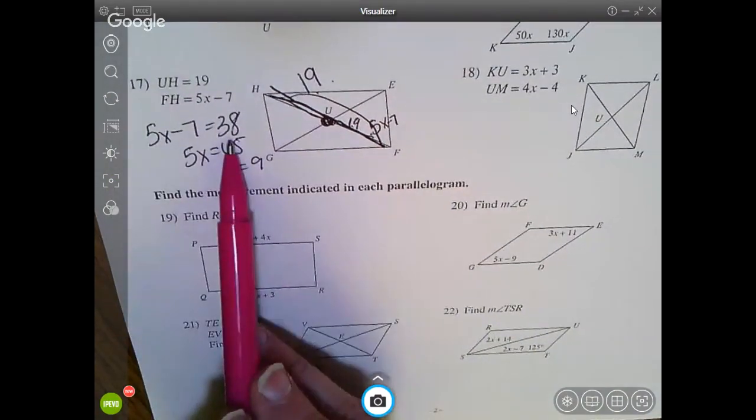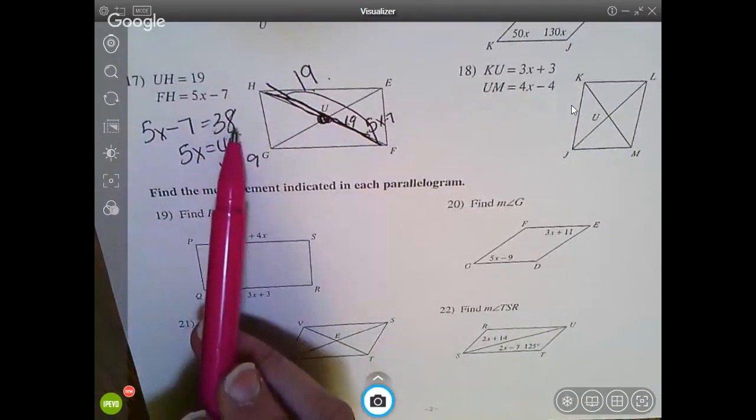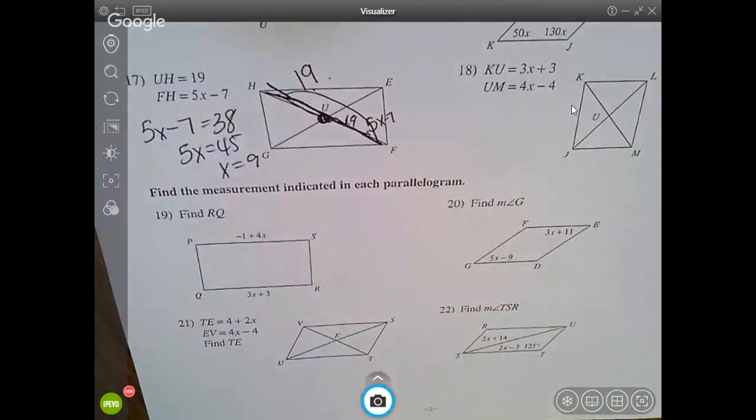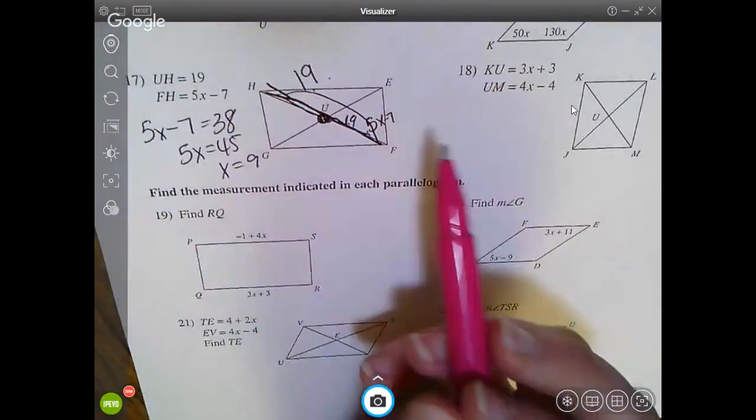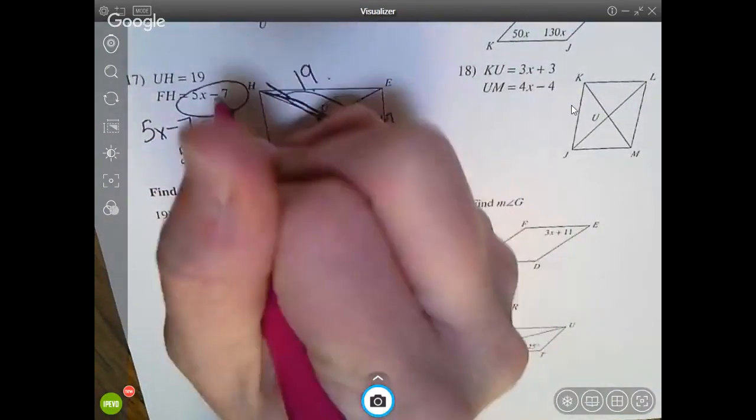I added 7 to both sides. So I took that this is 19, this is 19. So altogether it equaled 38. Add 7, divide by 5. So what side are we looking for? Well, in this case we were solving for x. So 5x minus 7, that's x. So let's look at another one.